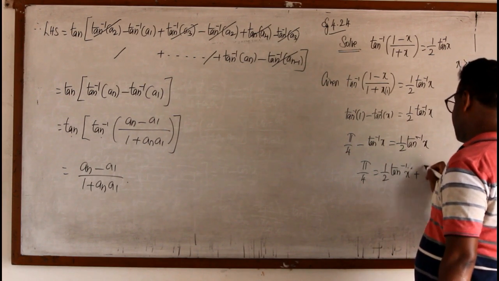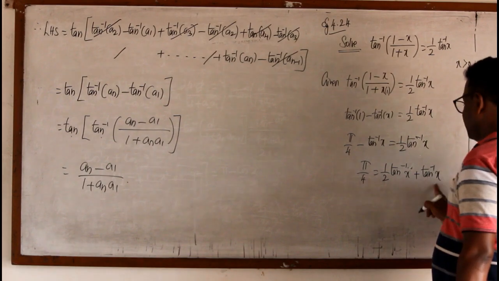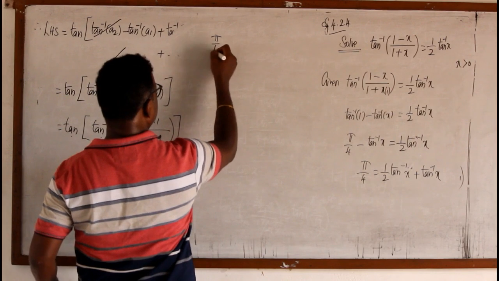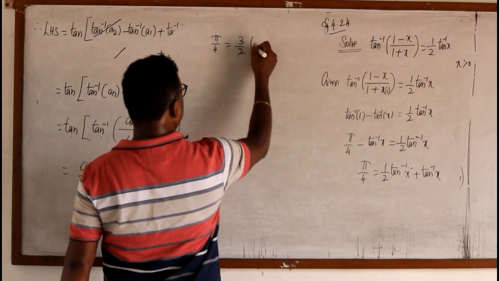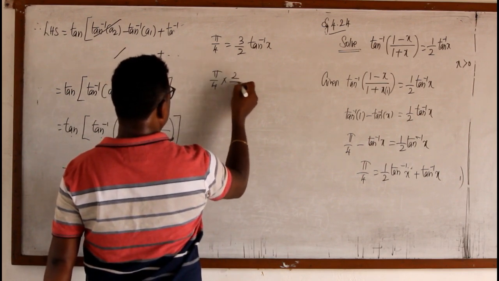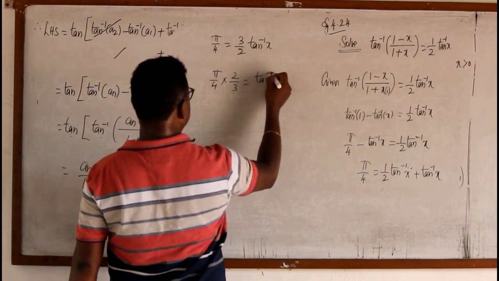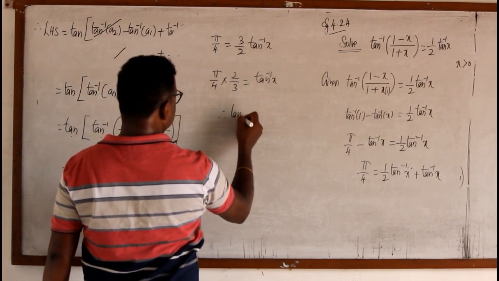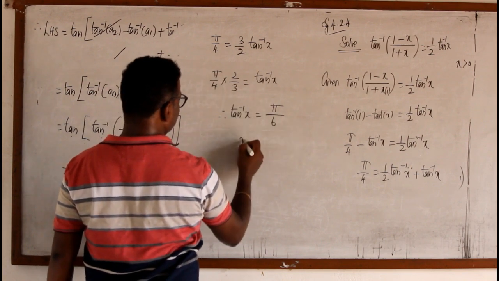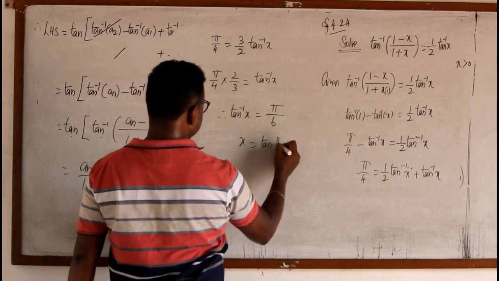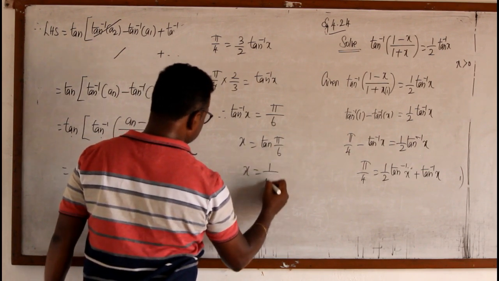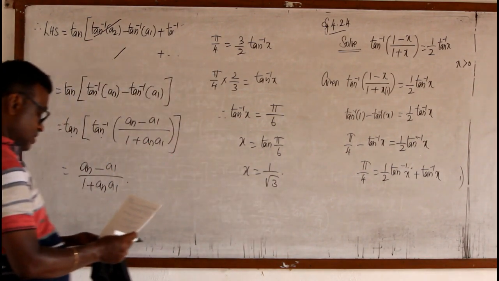plus tan inverse of x. This is 3 by 2 tan inverse of x. Therefore, pi by 4 equal to 3 by 2 tan inverse of x. Therefore, pi by 4 into 2 by 3, when I take this side, this becomes tan inverse of x. Therefore, tan inverse of x is pi by 6, and 4 cancels, it is 6. Therefore, x equal to tan 30. Tan 30 is 1 by root 3. So, x value is 1 by root 3.